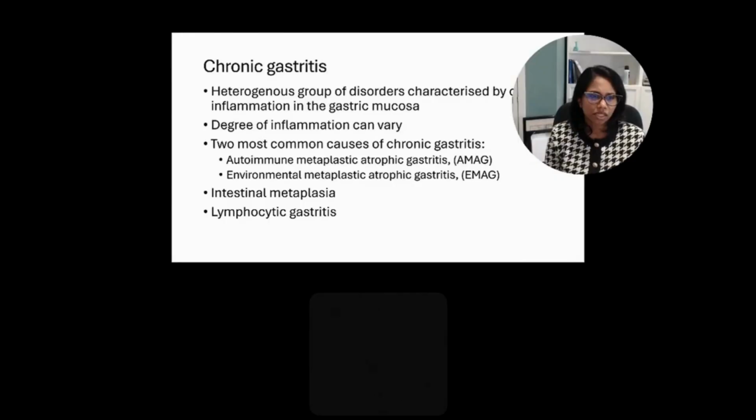So in terms of chronic gastritis, that's a heterogeneous group of disorders characterized by chronic inflammation within the gastric mucosa. The degree of inflammation can vary, of course, and I'd like to highlight the two most common causes of chronic gastritis, which include autoimmune metaplastic atrophic gastritis, or AMAG. Commonly we refer to it as either autoimmune gastritis or just atrophic gastritis, and the other is the environmental metaplastic atrophic gastritis, or EMAG. And furthermore, you can have a chronic gastritis pattern with just replacement of the epithelium with intestinal metaplasia. And I'd like to briefly touch on lymphocytic gastritis as well.